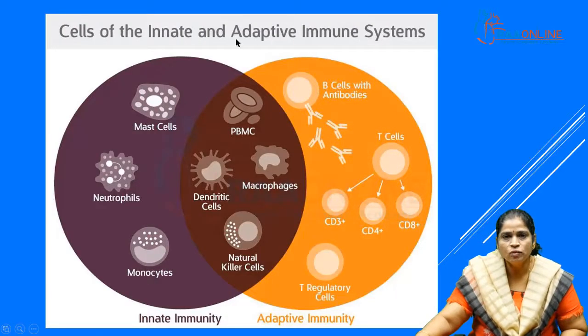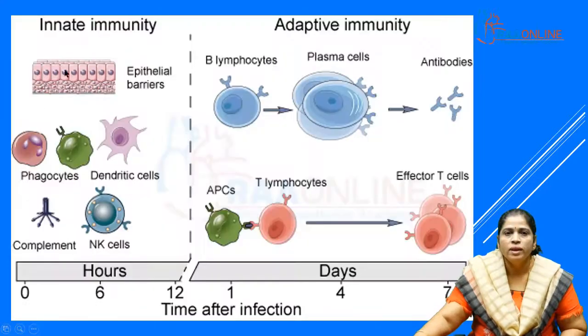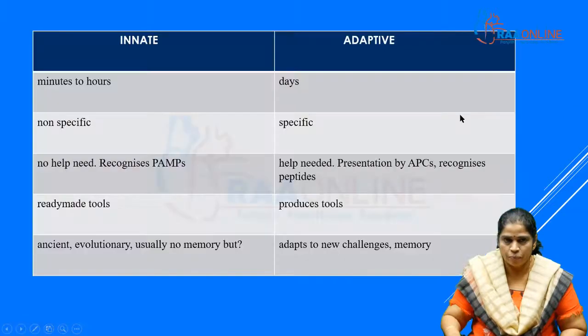If you look at the cells of the innate and adaptive system, the monocytes, neutrophils and mast cells form the innate system, and the B cells and T cells are part of the adaptive system, and some cells function as part of both. The innate immunity kicks in within a few hours. We evolutionarily have this immunity so that we can respond at once. The complements form part of the innate immunity, and adaptive immunity takes a while, but it's very specific.